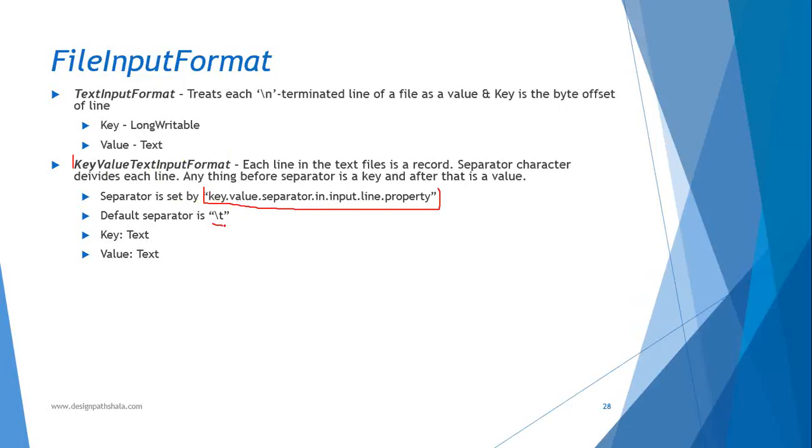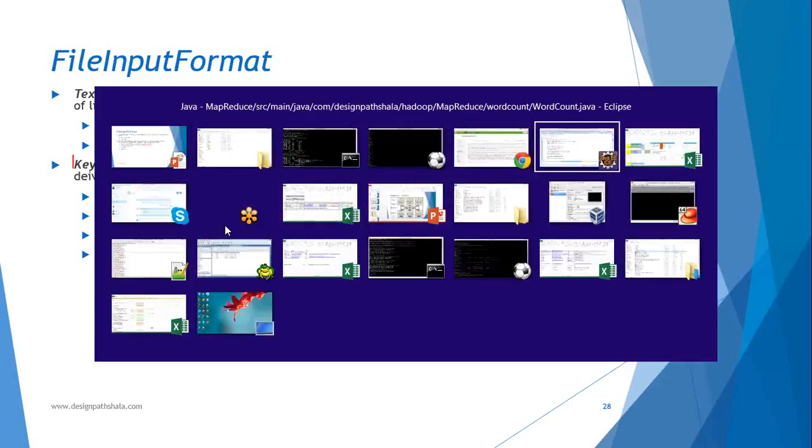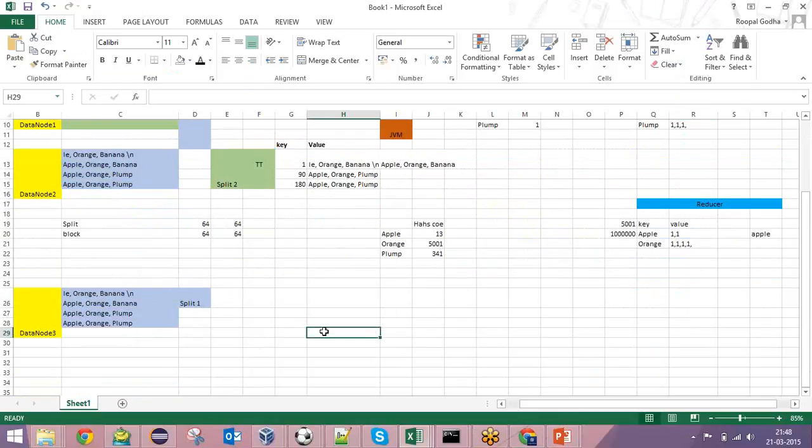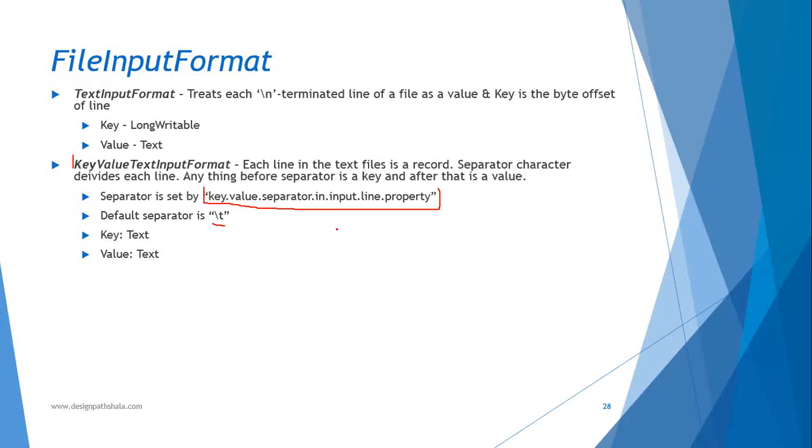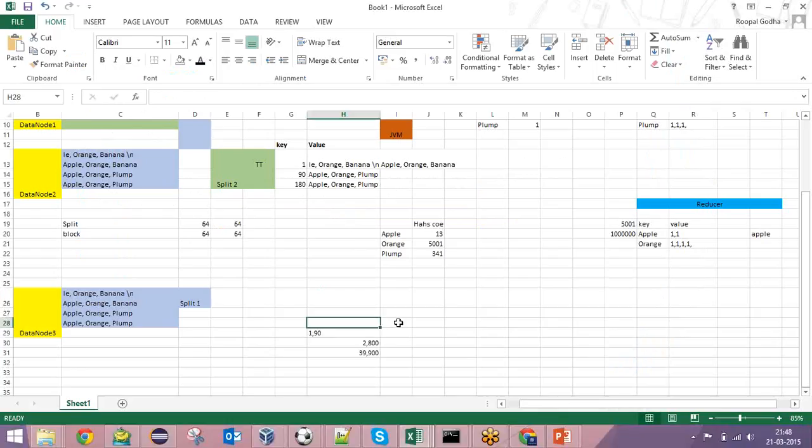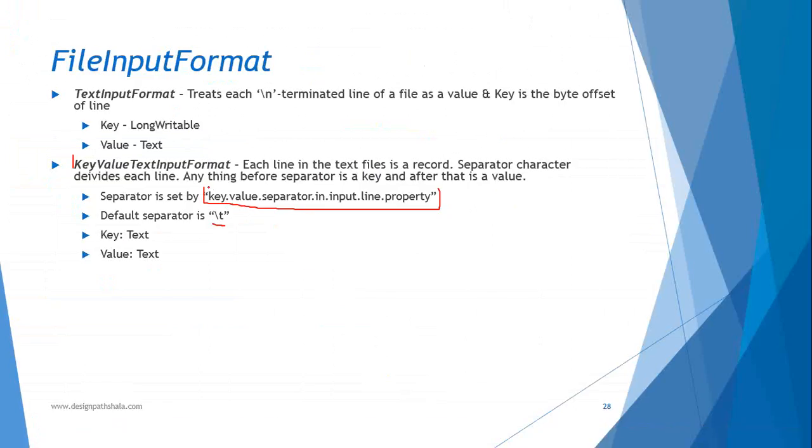But say my data is something like this: 1,90, 2,180, 3,900, and I set this key value separator property to comma. In that case, my key will become 1 and value will become 90. Key will become 2, value will become 180, and so on. So this is the separator which is used to define your key and value separator. So you can create keys and values out of your data by using this key value text input format.